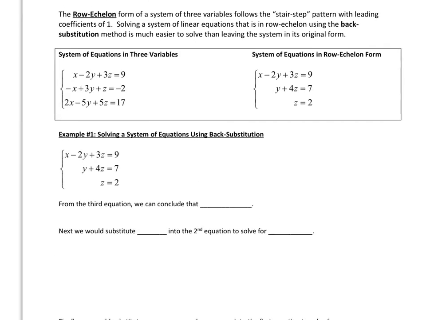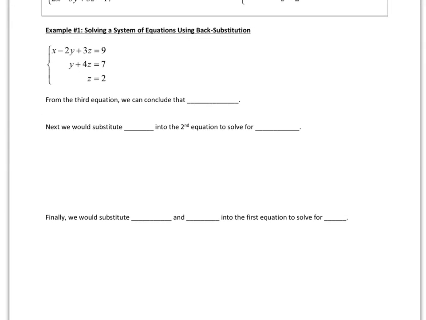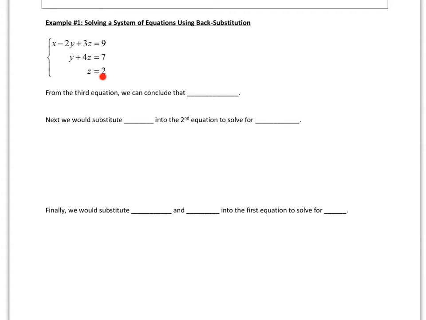So what do I mean by back substitution? Let's take a look at this system of equations that you have here. From this third equation, so let's go ahead and label this as equation 1, this is equation 2, and equation 3. So from the third equation, we can conclude very easily that z is equal to 2. So let's go ahead and write that.